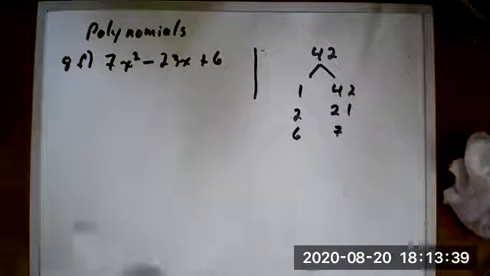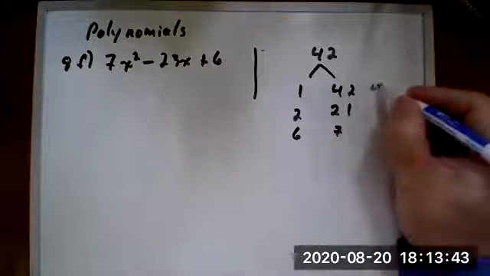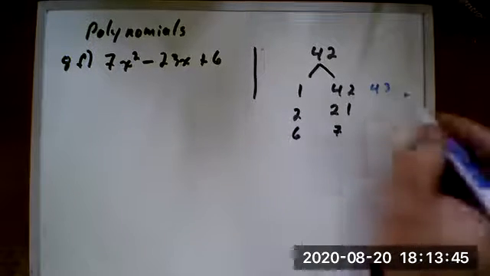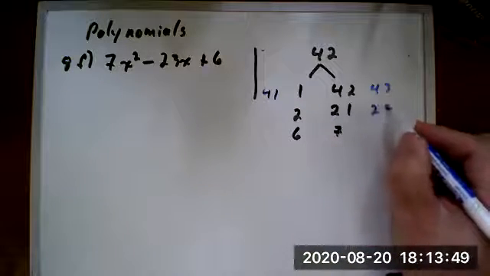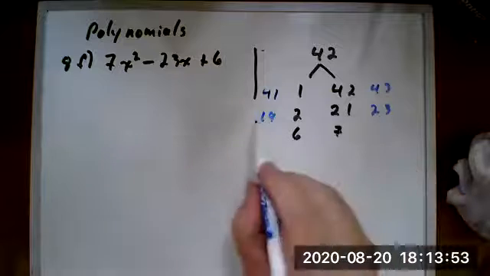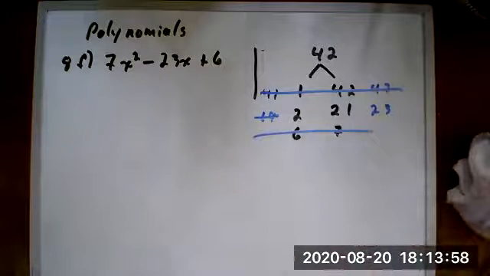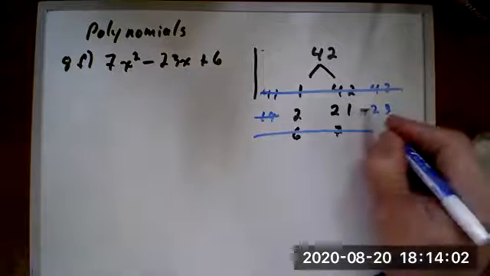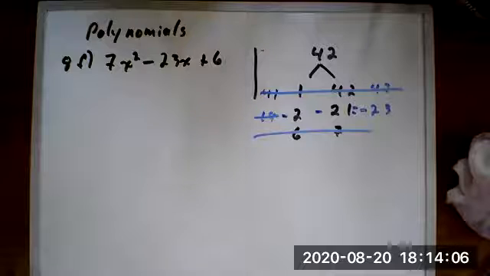Because it's a negative, I know that both terms need to be negative. Regardless, I go through my routine here. I can get to 43 or 41. I can get to 23 or 19. I don't need to get to 19. I need to get to 23 anyway, so I'm good there. How do I get to 23 and have it be negative 23? Negative 23 is negative 2 minus 21.